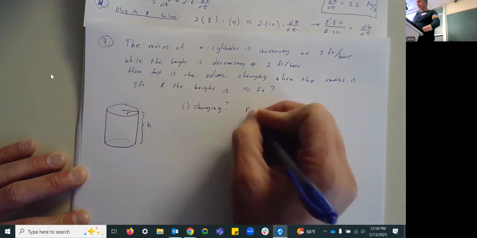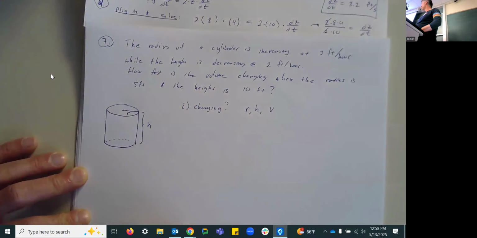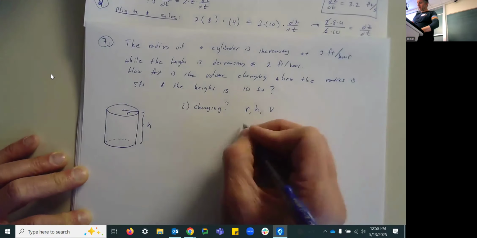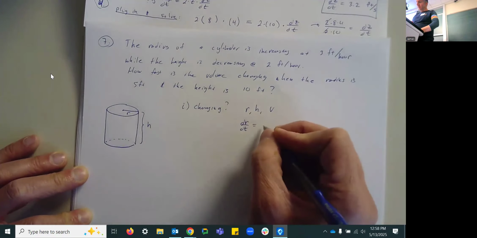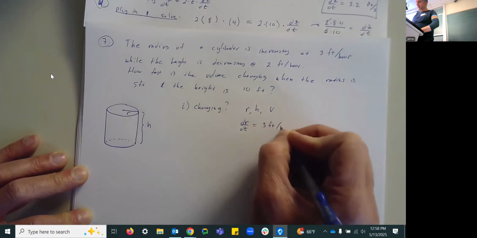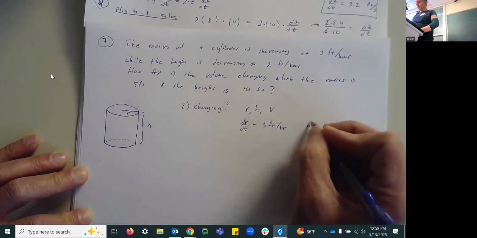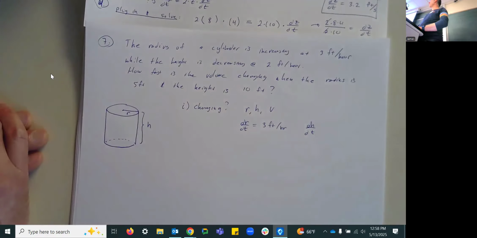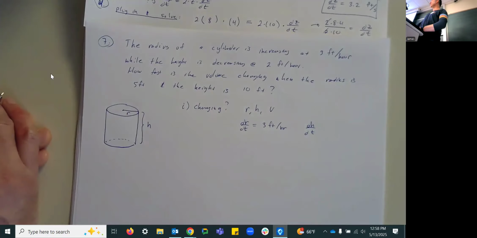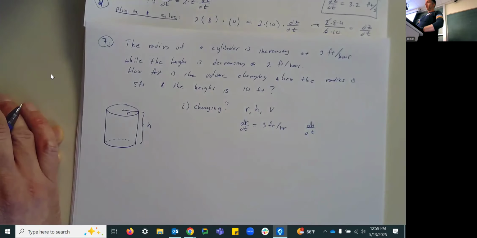Well, the radius, the height, and the volume. So we know that the rate of change of the radius, they told us, was 3 feet per hour. The rate of change of the height, well, it's not 2 feet per hour, it's negative 2 feet per hour because the height is decreasing at a rate of 2 feet per hour.